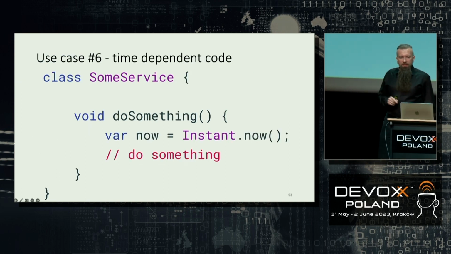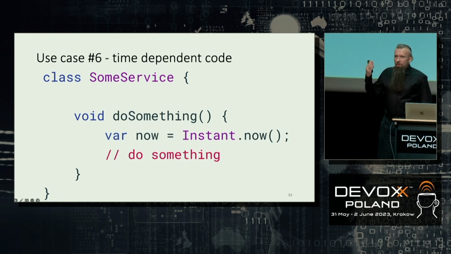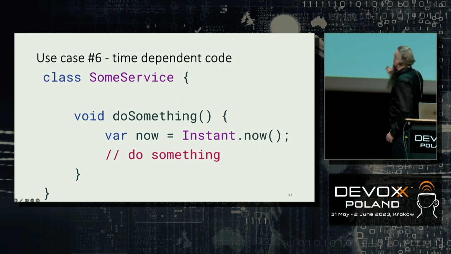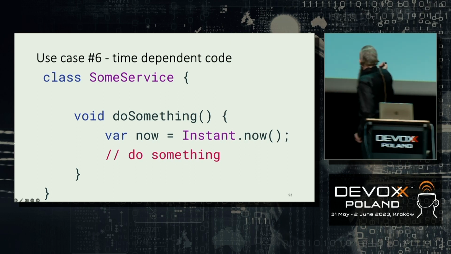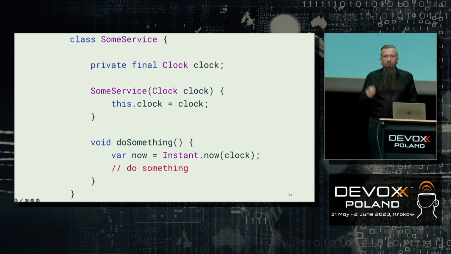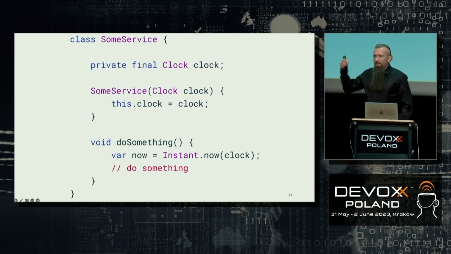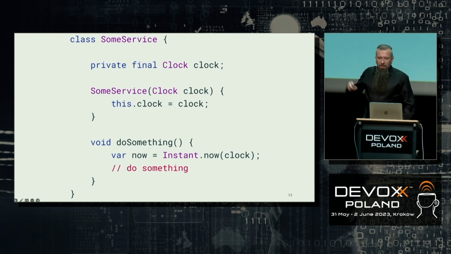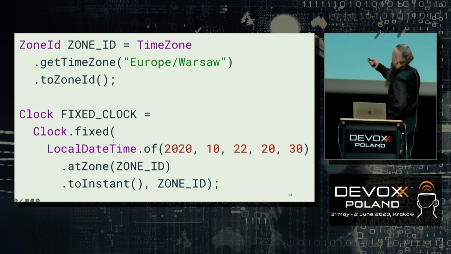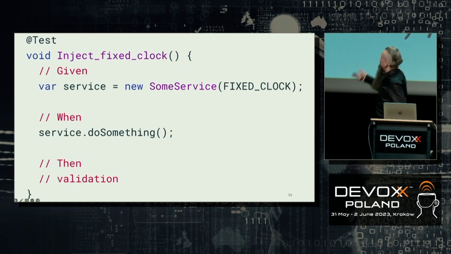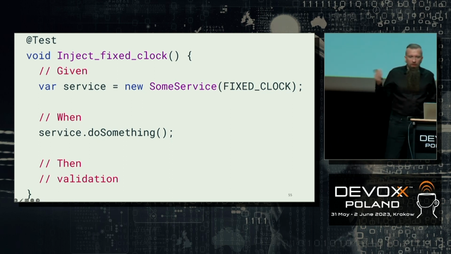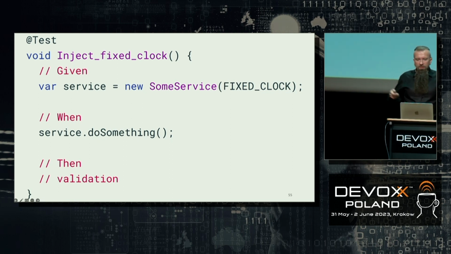Use case number 6, time-dependent code. When you are working with an application which depends on time, probably you will find some methods which just have something like Instant.now to get the current time. And the common approach for testing such cases is to make a clock an explicit dependency, and then in the test you are able to create some kind of fixed clock with a fixed date time, and then inject this fixed clock for your test. Okay, so this is the common solution.